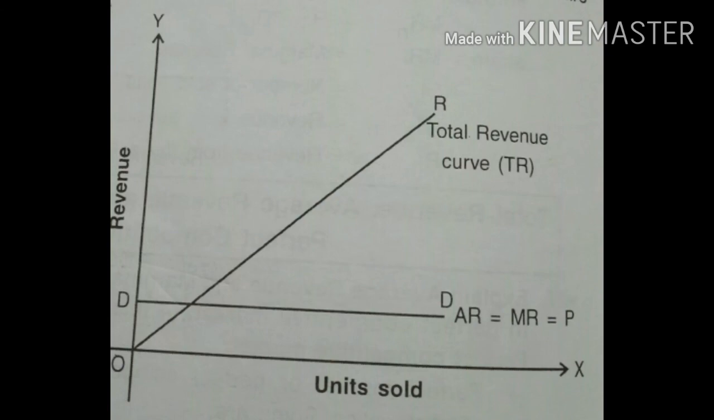The total revenue curve, represented by the line OR, is at a 45-degree angle at the 0 point, that is, the origin. This curve indicates that as the sale of goods increases, total revenue also increases at an equal rate. Hence, the slope of the total revenue curve is positive and of equal proportion.